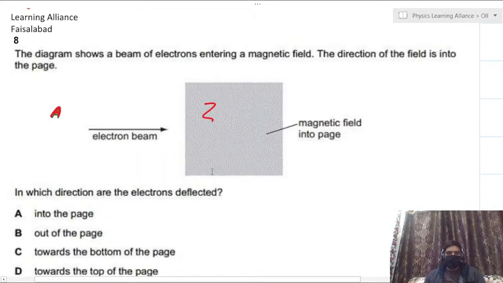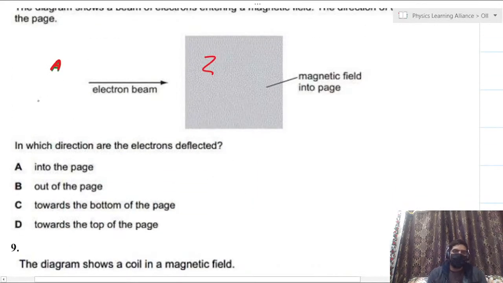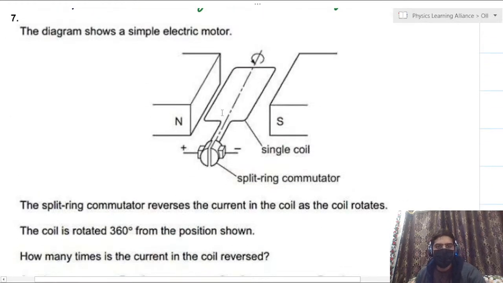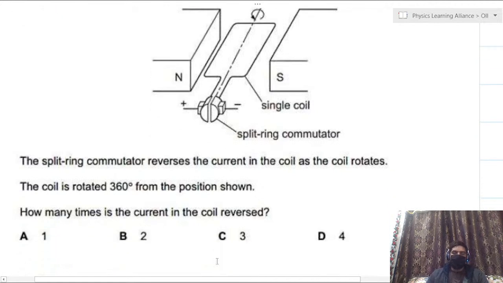Let's move on to some of the paper one questions. The diagram shows a simple electric motor. The split ring commutator reverses the current in the coil as the coil rotates. The coil is rotated 60 degrees from the position shown. How many times is the current in the coil reversed?